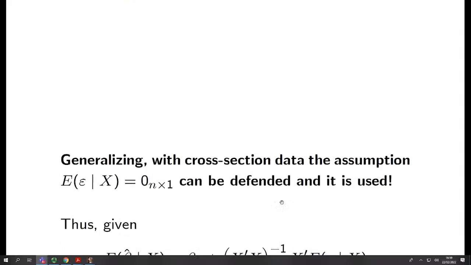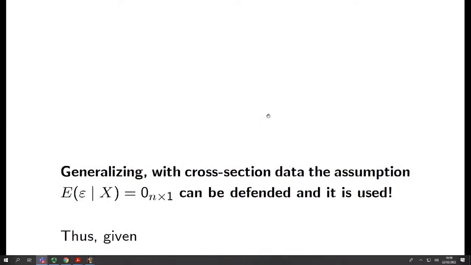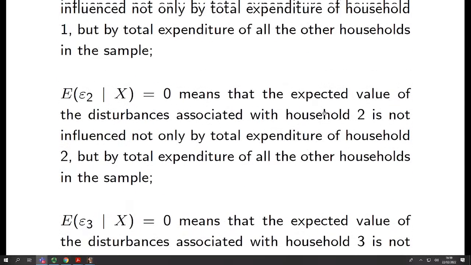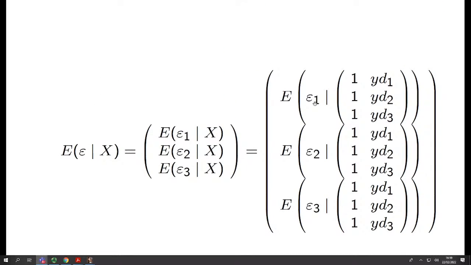Now, in general, when we have cross-section data, the assumption that this term is equal to 0 appears reasonable. It's something that we do. If the expected value of the error term conditioning on the regressor of the first household is equal to 0, I have no argument to claim that it will be different from 0 if I condition on the second or third household.